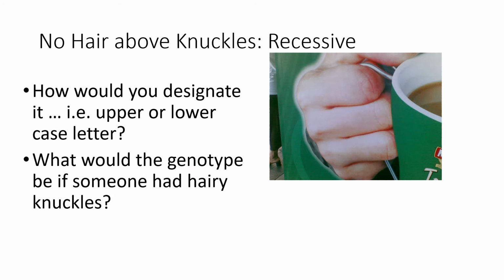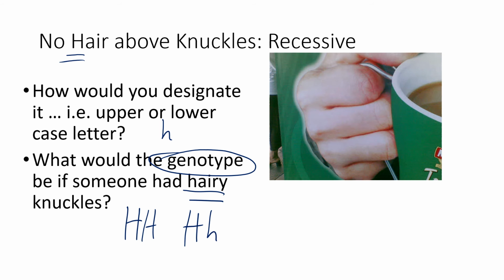All right, moving on. So no hair above knuckles. So just look at your hand really quick. If you have hair above your knuckles, that is considered a dominant trait. So no hair above knuckles is recessive. So how would you designate it? Well, let's pick H for hair. So if it's recessive, it would be a lowercase letter. So what would the genotype be if somebody had hair on their knuckles? So it would be homozygous dominant or heterozygous, because having no hair is considered recessive.